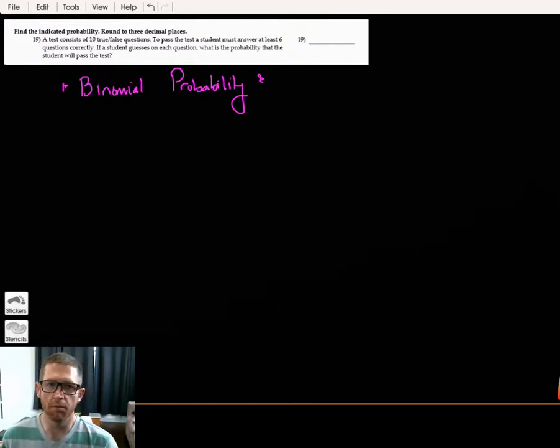Okay, so we have a binomial probability problem here. You're asked to find the probability that a student would answer at least 6 test questions correctly from a 10-question true-false test. If a student guesses on each question, what's the probability that the student will pass the test? So it's basically a binomial probability.